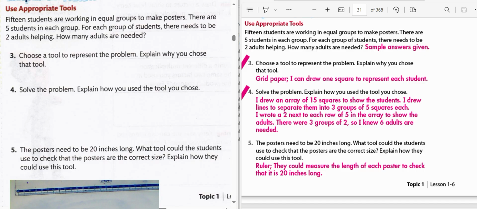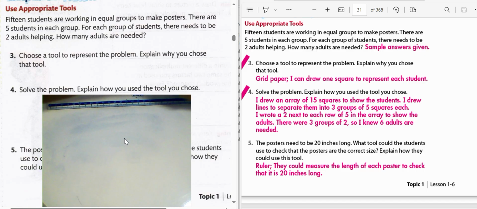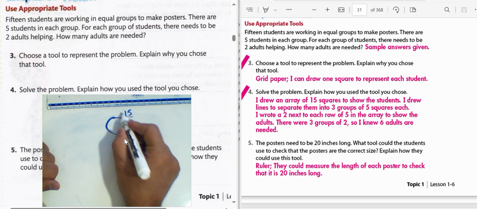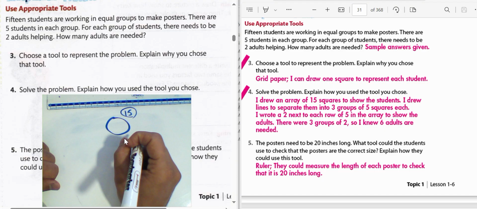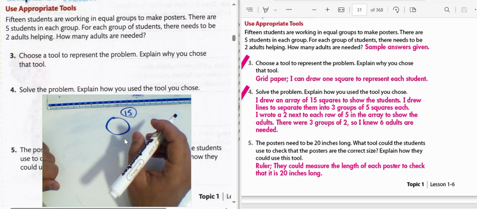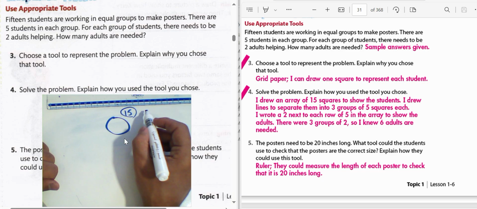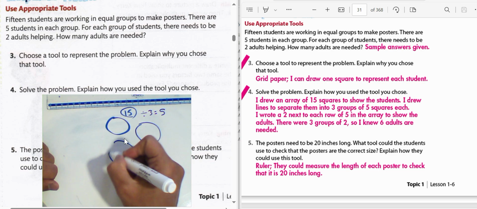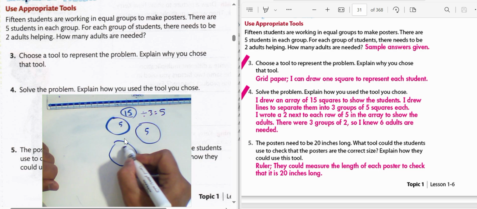Okay. Then the number here will be 15, the total. 15 divided by 3 equals 5. The number of groups here will be 3. We want to divide 15 by the number of groups. Each group contains 5. Then we have 3 groups: 15 divided by 3 equals 5. We have 3 groups, each group 5. Here 5 and 5 and 5.